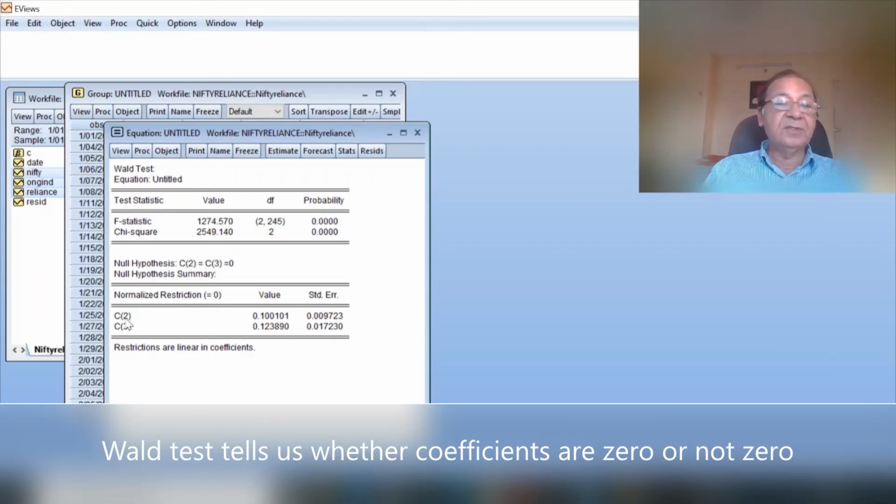They say it is not 0. C2 is not equal to 0. C3 is not equal to 0. So this is the null hypothesis: C2 is equal to C3 is equal to 0.